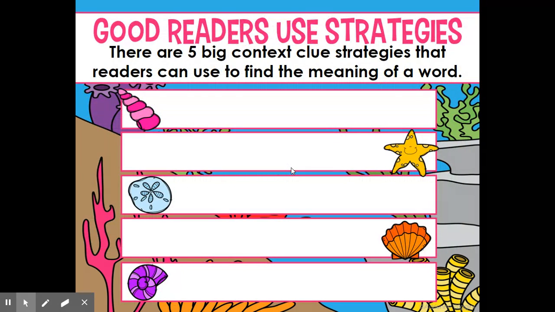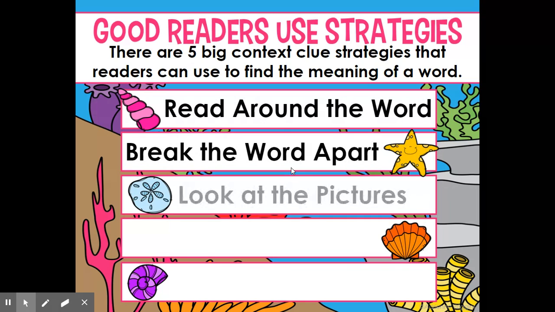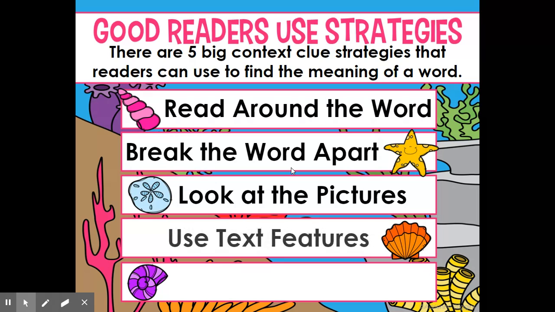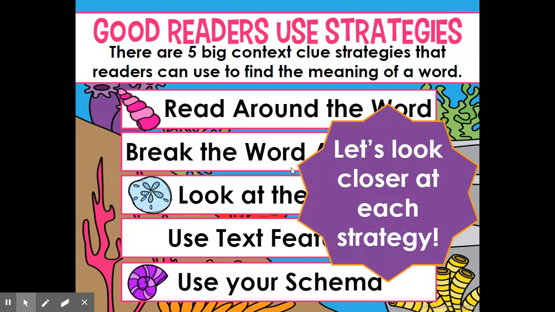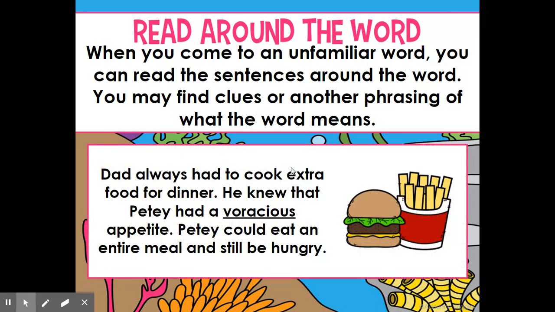All right, it says good readers use strategies. There are five big context clue strategies that readers can use to find the meaning of a word. Read around the word, break the word apart, look at the pictures, use text features, and use your schema. That means what you already know about something. Let's look closer at each strategy. Read around the word. When you come to an unfamiliar word, you can read the sentences around the word. You may find context clues or another phrasing of what the word means.